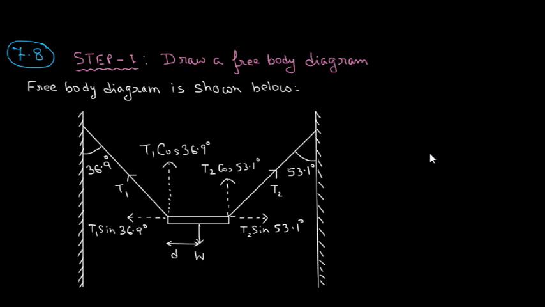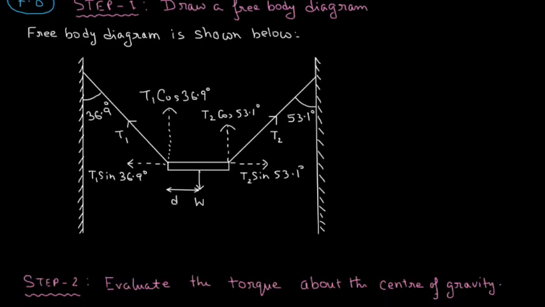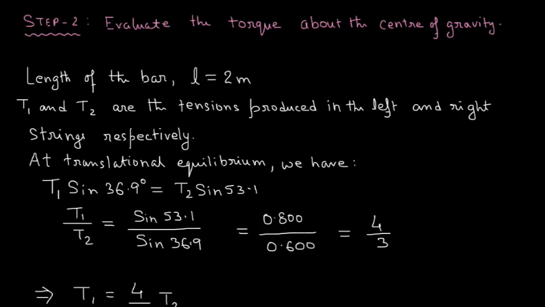So the first step is step 1, draw the free body diagram. So we have drawn the free body diagram. The main part of the diagram is that tension T1 is divided into horizontal and vertical components. Again, tension T2 is also divided in the same way, into vertical and horizontal components. Now after drawing the figure, we will evaluate the torque about the center of gravity.